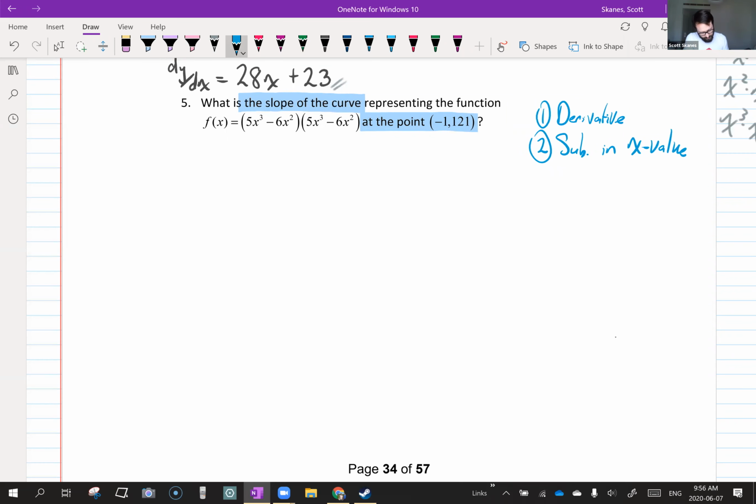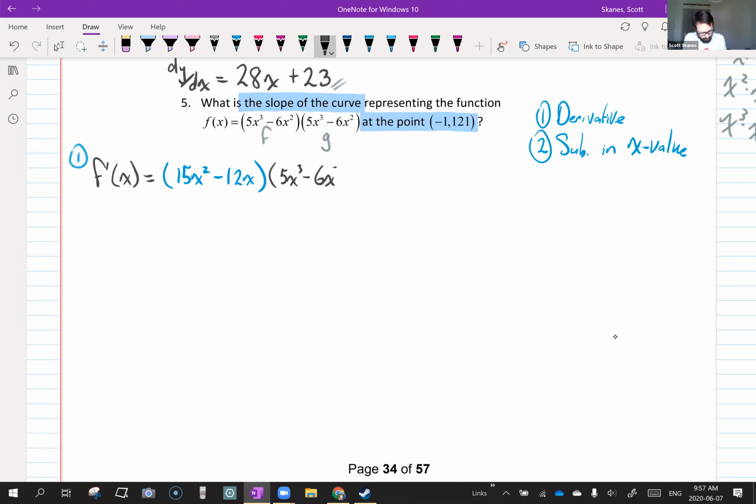So I'm going to go step by step. First step, I need to look at this. This is clearly a product, f and g. I'm going to use the product rule. First step is to get the derivative using the product rule. So my product rule, the derivative of the first one is, and you should be able to do it right here on this line, derivative of the first one is 15x squared minus 12x, right? That's just two power rules. Keep the second one the same.